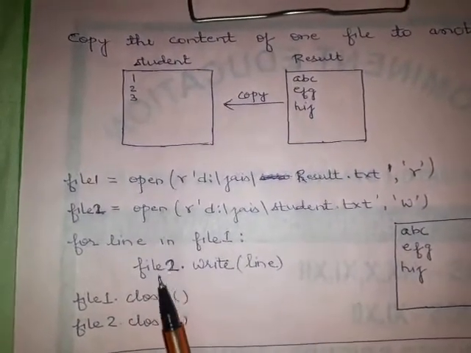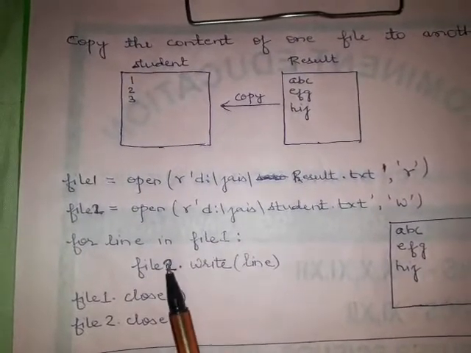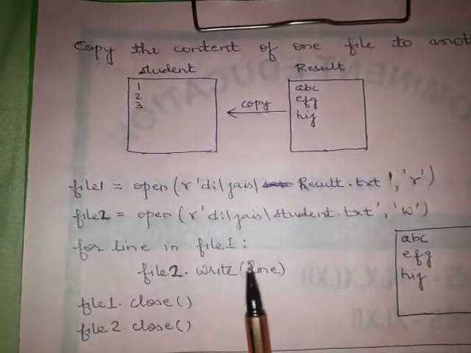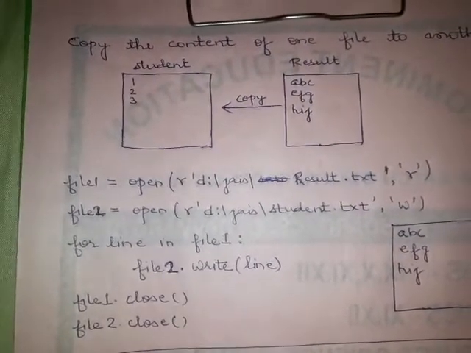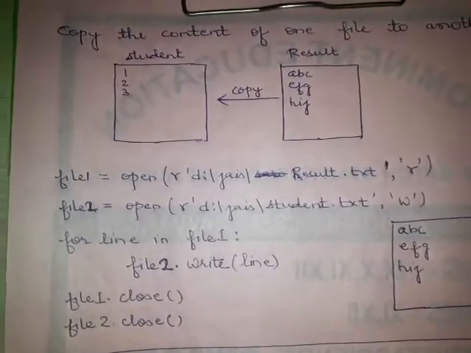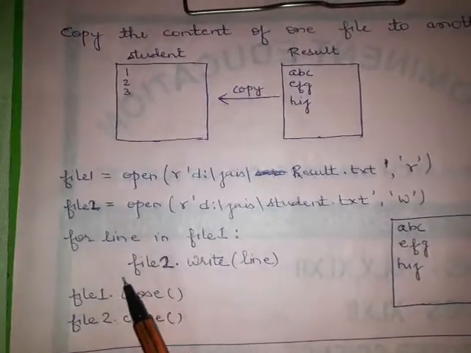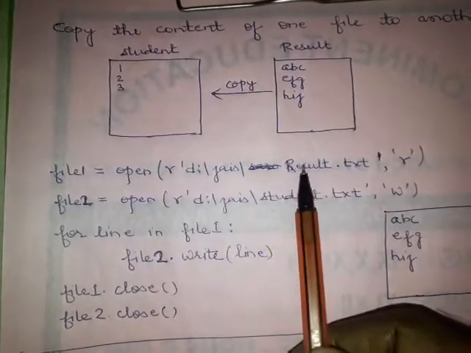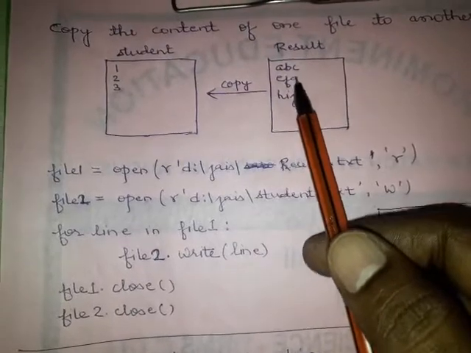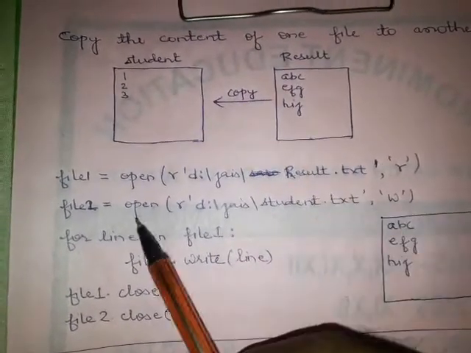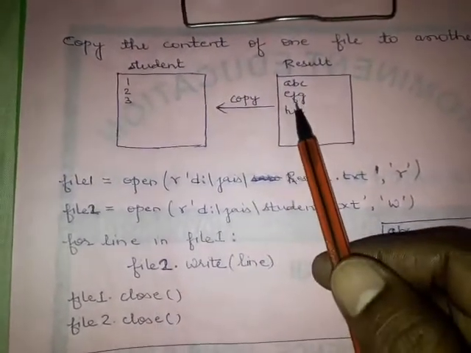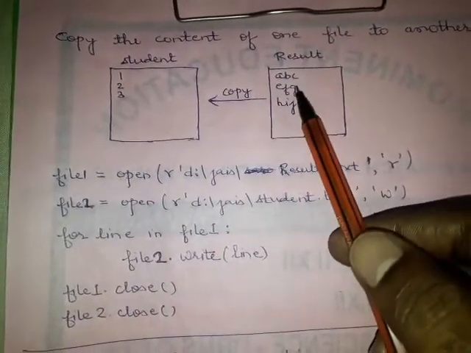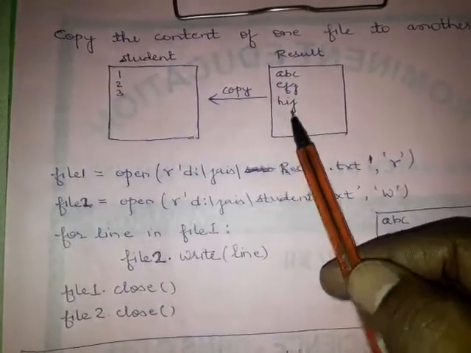In this for loop I am writing the content to file2, which means student, with the help of file pointer file2. So I will write line by line in file2 with the help of the for loop. The for loop automatically traverses the whole file result line by line. First it copies ABC in the line, then EFG in the line, then this statement will write the content. First it will write ABC, then EFG, then HIJ.